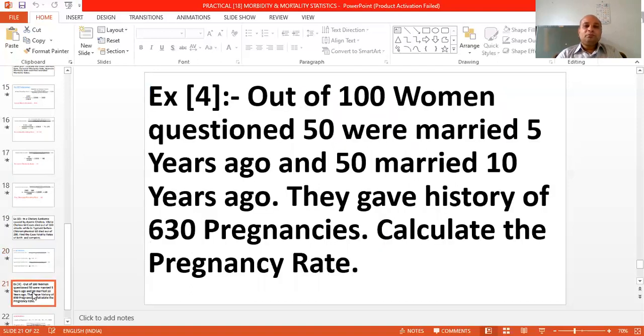Example 4. Out of 100 women, 50 were married 5 years ago and 50 married 10 years ago. They gave a history of 630 pregnancies. Calculate the pregnancy rate.